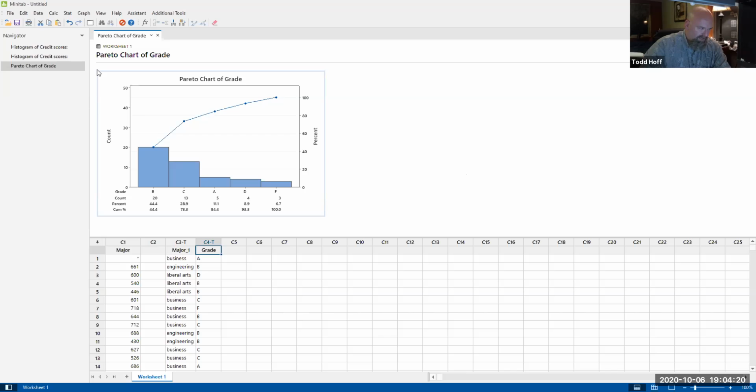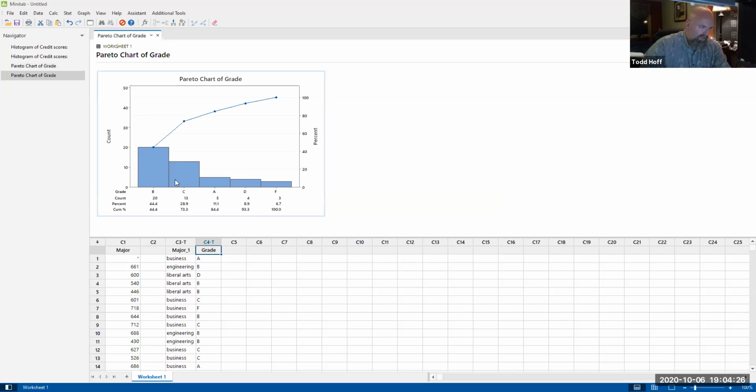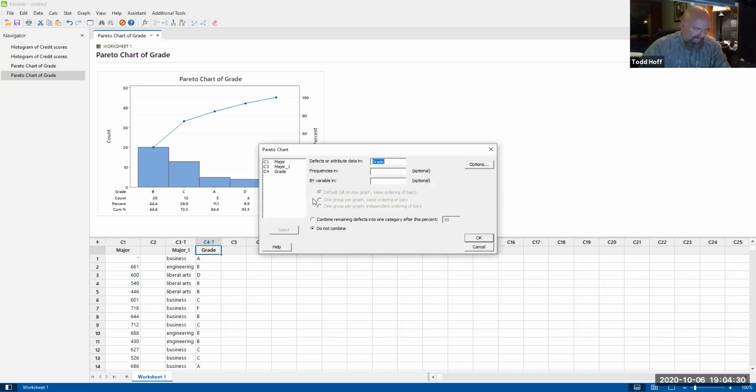When we do this, there's a sign down here, do not combine. If I click that, hit OK. For this one, it doesn't change. The do not combine, what that is, if you have a bunch of really small categories, it'll combine them into one so that it doesn't give you a hugely spread out chart.